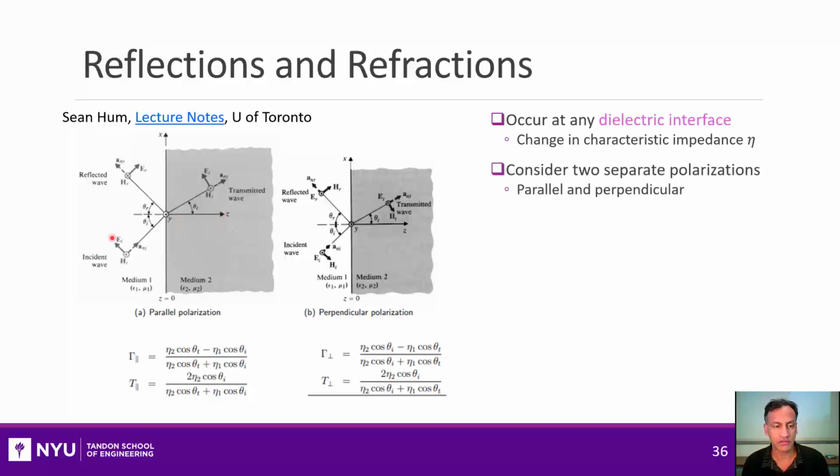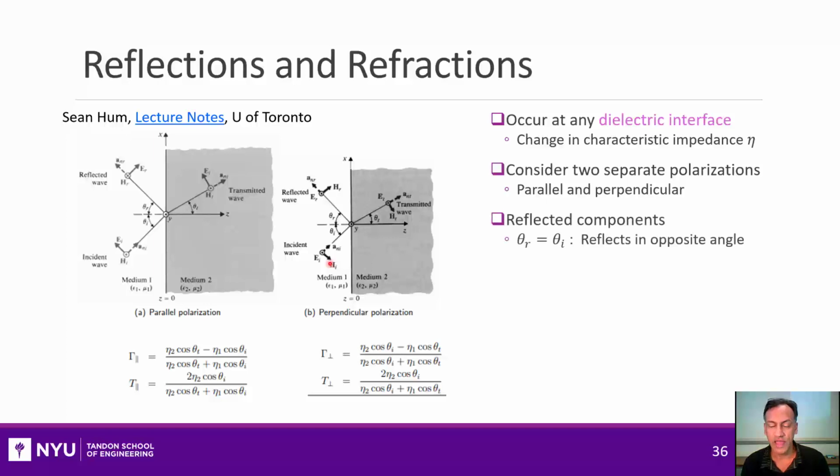Now, when you want to try to mathematically analyze what happens at one of these reflection boundaries, you typically have to consider two distinct cases, depending on the polarization of the electromagnetic wave relative to the plane of the interface. So what you typically look at is what happens to what's called the parallel polarization, where the H field is in that plane and the E field is perpendicular, or the perpendicular polarization, where the E field is in that plane and the H field is perpendicular.